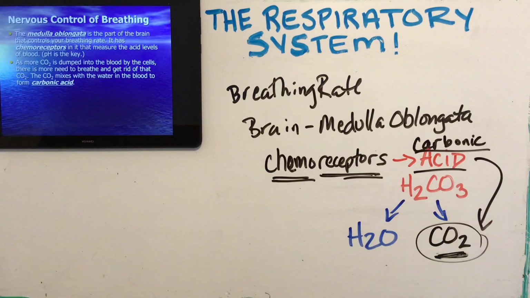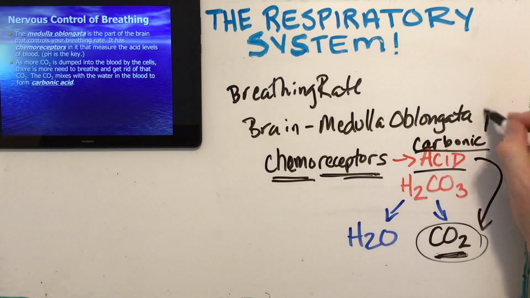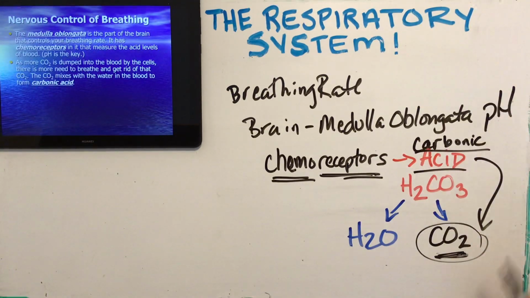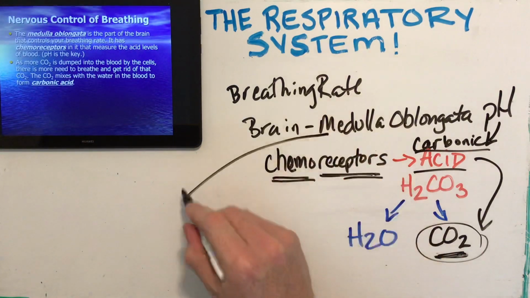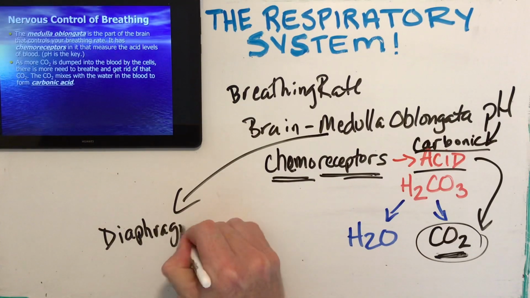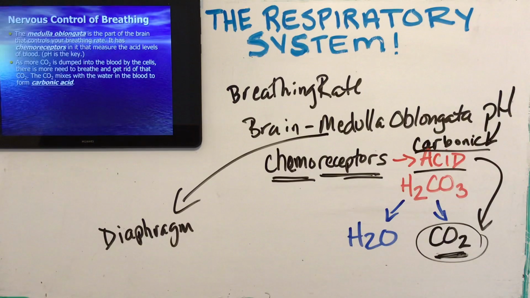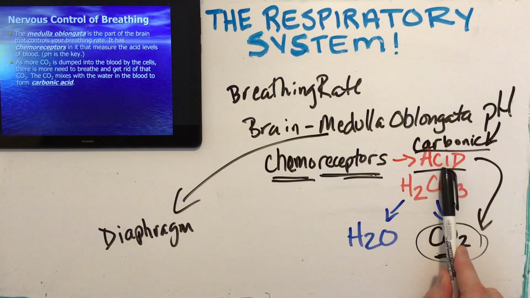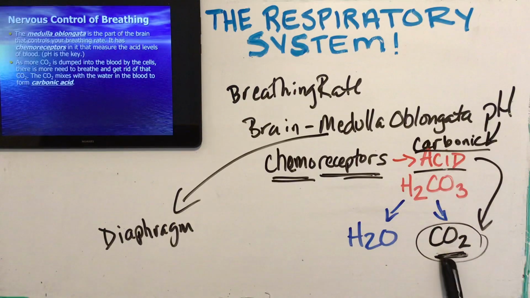So what the medulla oblongata does is it looks at the pH of the blood, and when the pH starts to drop because of the carbonic acid, it tells our diaphragm, right? There's a link from the medulla oblongata down to the diaphragm. It says, hey, start breathing faster. Our pH is dropping, which means we have a whole bunch of carbonic acid in the blood because there's a whole bunch of CO2, and we don't want that.